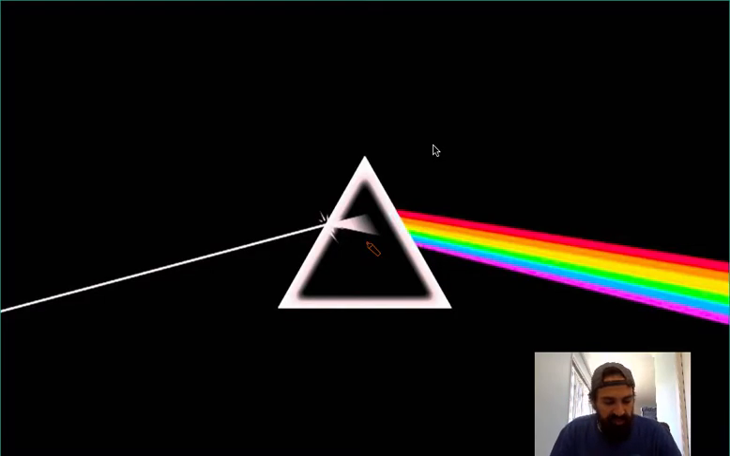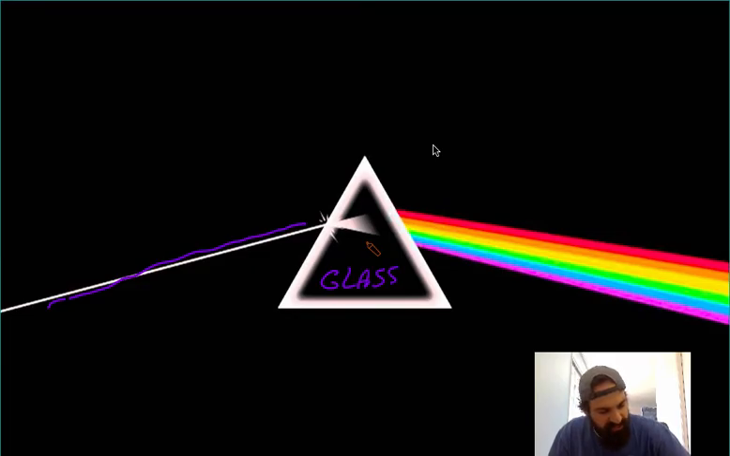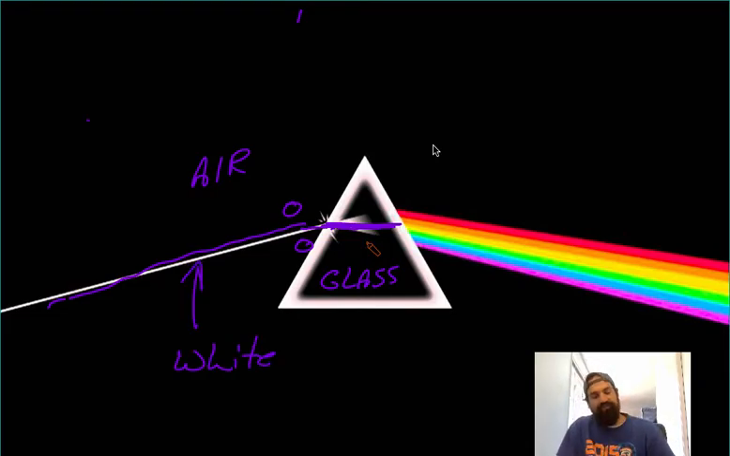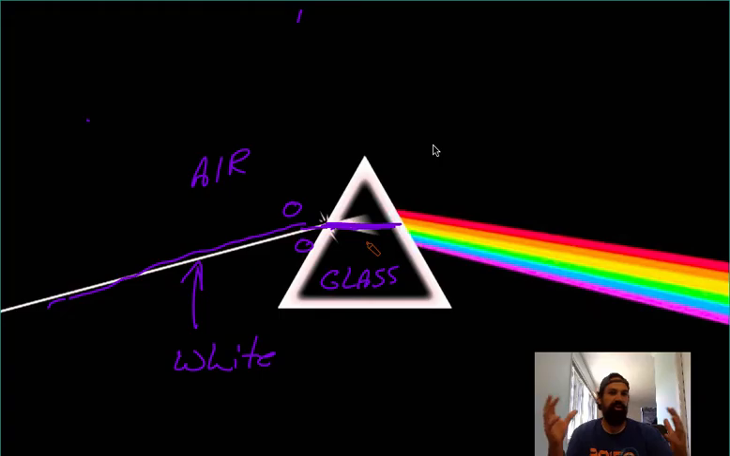And that actually happens with the Pink Floyd logo. White light comes in, and because the glass prism is more dense than air, the right wheel is going to hit first, which means that it's going to slow down and light is going to bend downwards. But white light has all of the colors of light within it. Red, orange, yellow, green, blue, indigo, violet, and every color in between. It's a full spectrum. It's not just those seven colors, it's every color in between those.